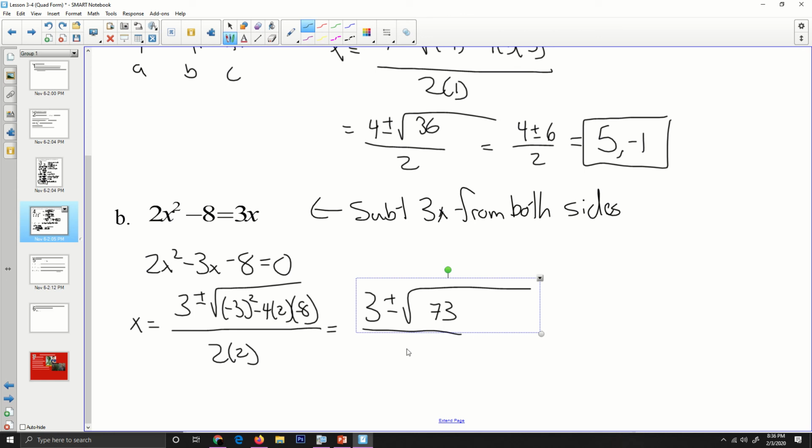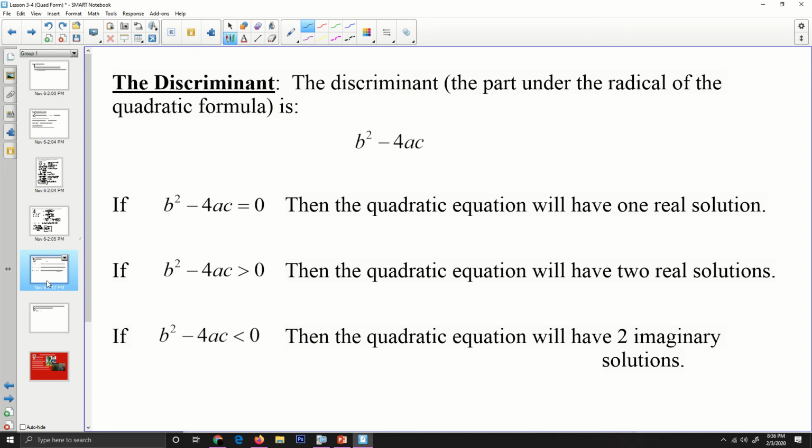And I think 73 is prime. So I actually think, luckily or unluckily, this is going to be my final answer, because I can't think of a number that divides 73 evenly off the top of my head. Maybe you guys see it and you can tell me in class or leave me a comment, but I think I'm done there. All right, the last thing for the day, we're talking about the discriminant.